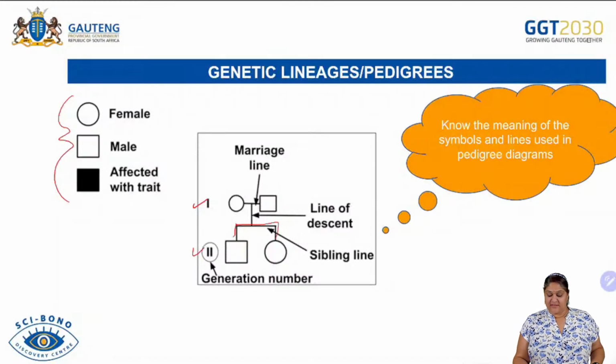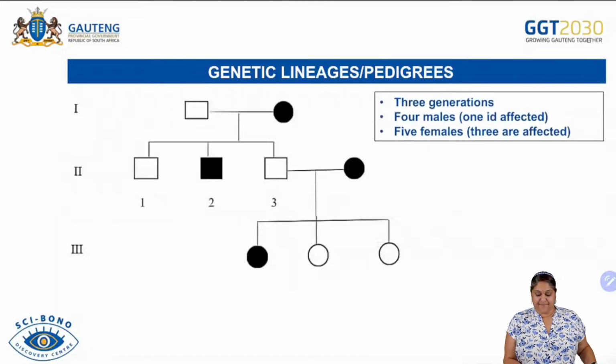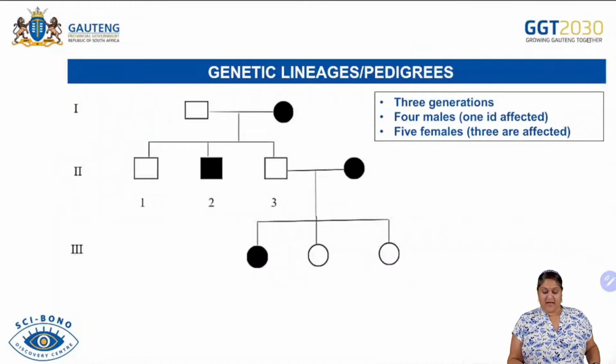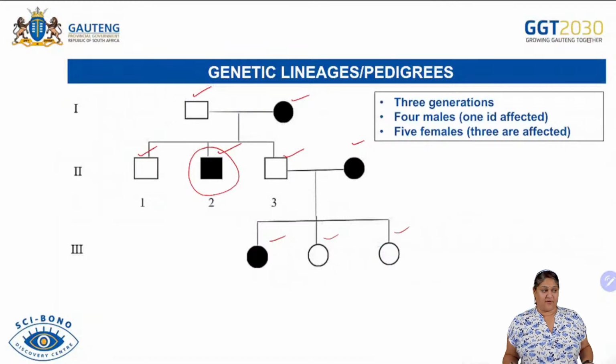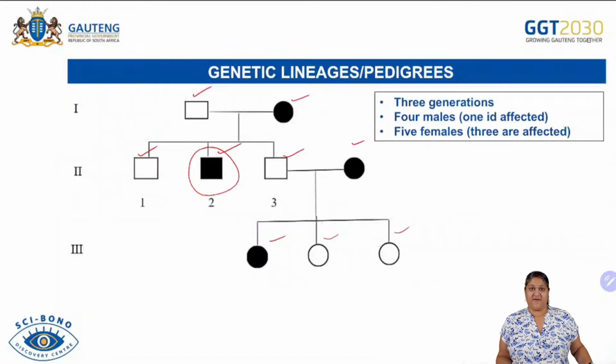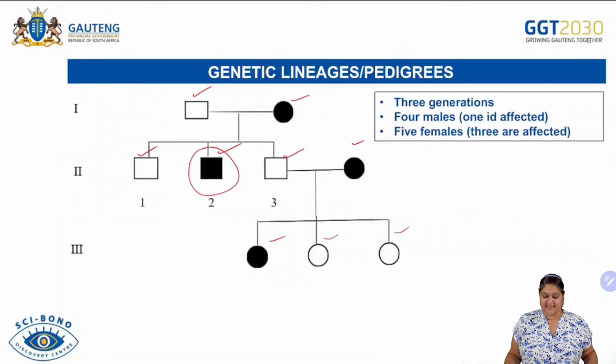Right, so let's just have a look at this again. Here we've got 3 generations. Like I said, here we're looking at this one, there's 3 generations. How many males can we see? Okay, we can see 1, 2, 3, 4 males, and one of them is affected. Okay, we've got how many females? 1, 2, 3, 4, 5 females, and 3 of them are affected. How do we know that? Because the affected ones are the ones that are shaded, as I mentioned before.